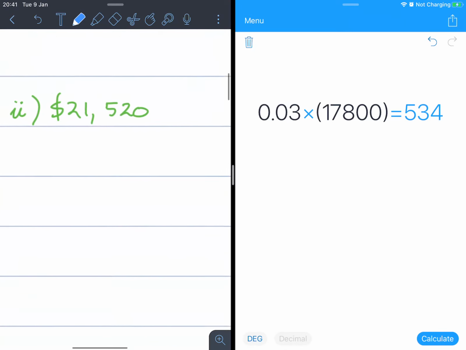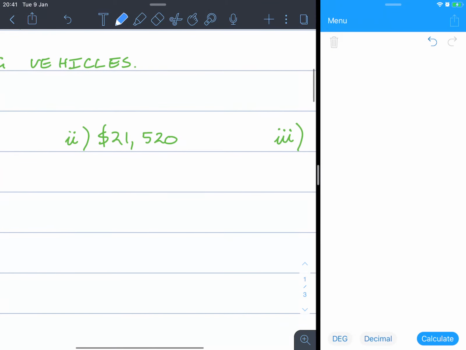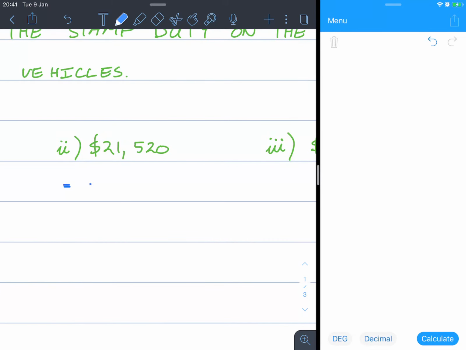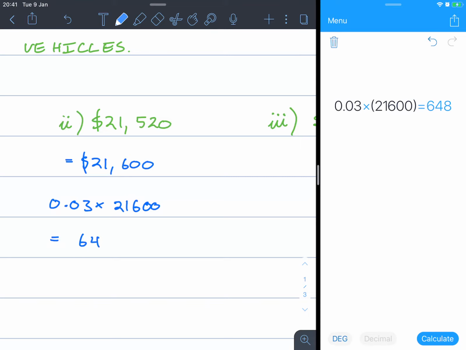Let's do this again. Exact same idea, because the $20 is part of a full 100. We treat this as $21,600. So now we find 3% on this amount. Just using our calculator for this. This will give us $648 stamp duty.